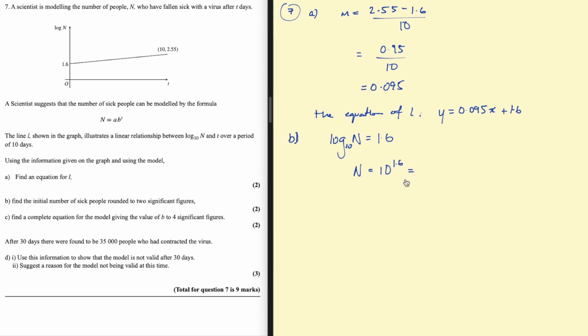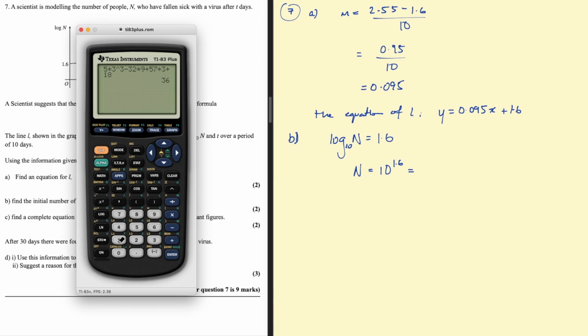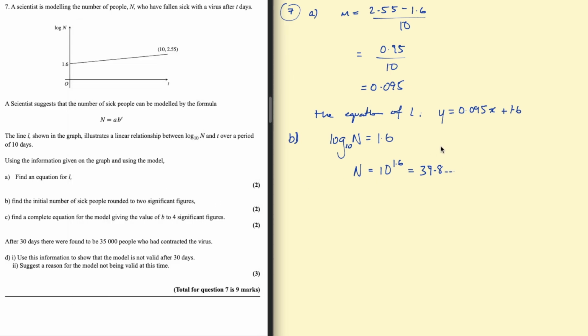So put that into your calculator. 10 to the power of 1.6. I get 39.8 and so on. It says round to 2 significant figures, so this would be approximately 40.